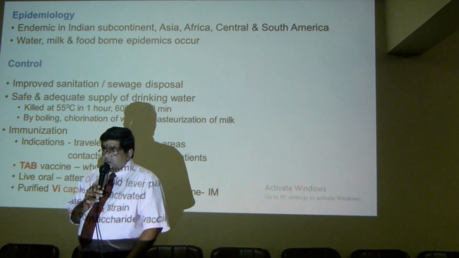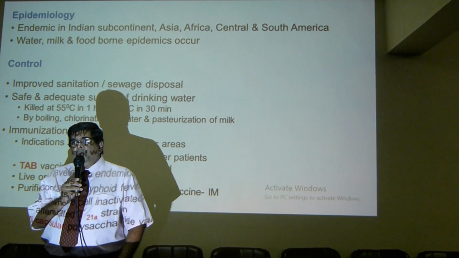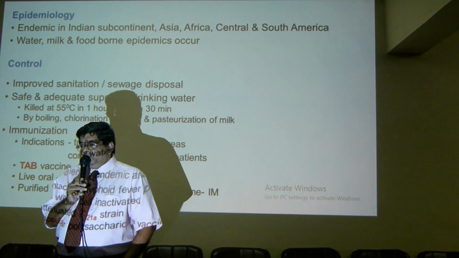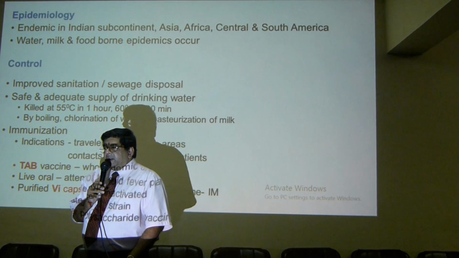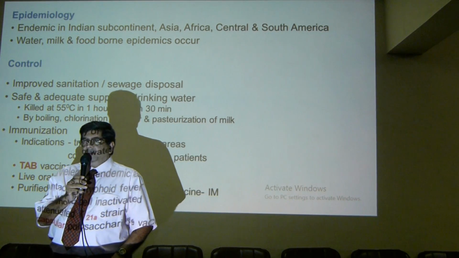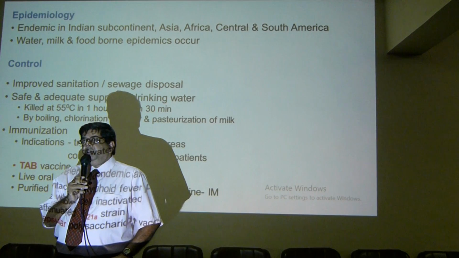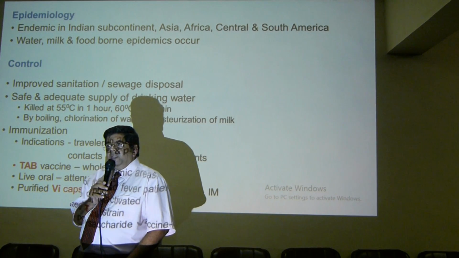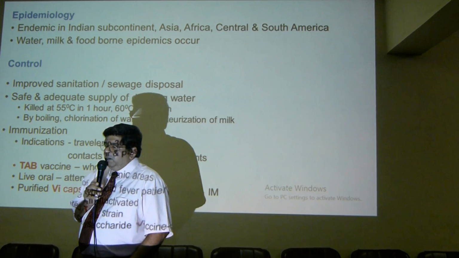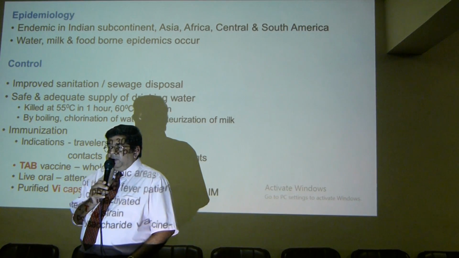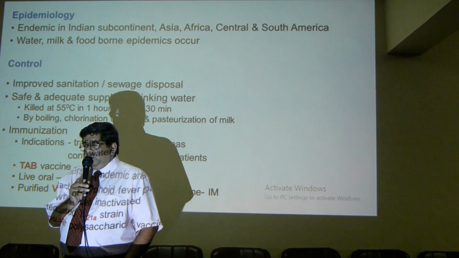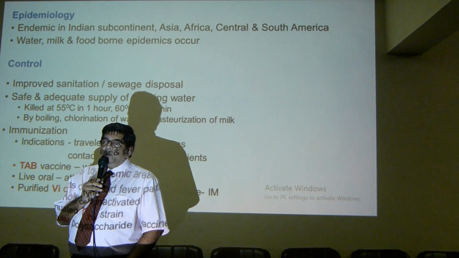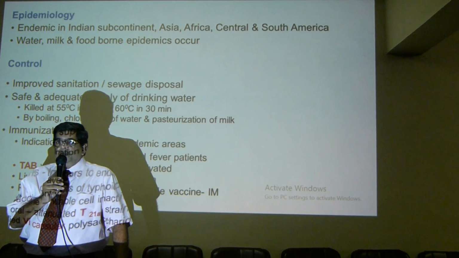Immunization is available and indicated to travelers who get into endemic areas as well as contacts of typhoid fever patients. So the wholecell inactivated vaccine, the TAB, is available, but it gives very short protection. The protection is very short-lived. The live oral attenuated Ty21a strain is available, and that gives a fair amount of immunity. Purified VI polysaccharide capsule vaccine is given intramuscularly, which also gives a fair amount of immunity.